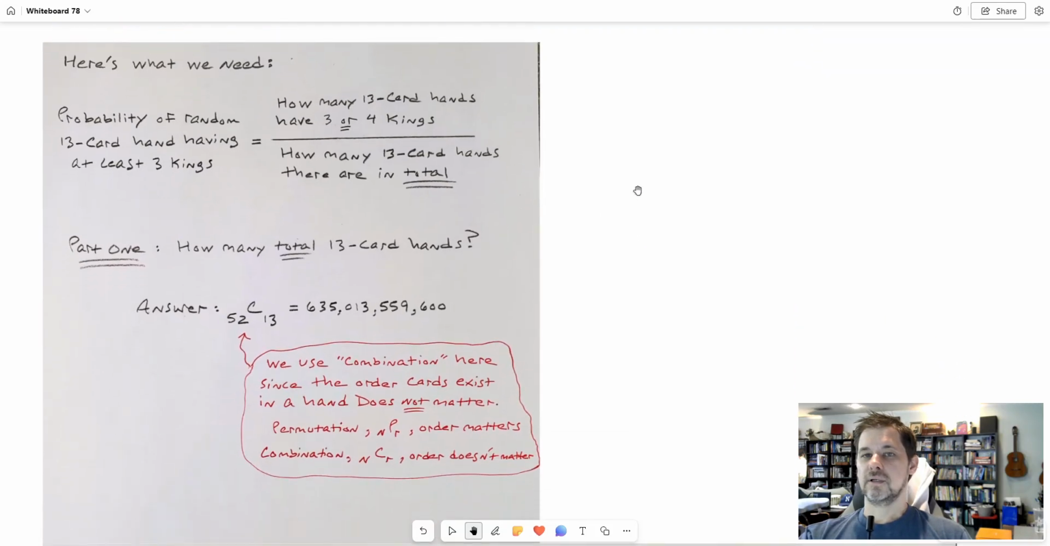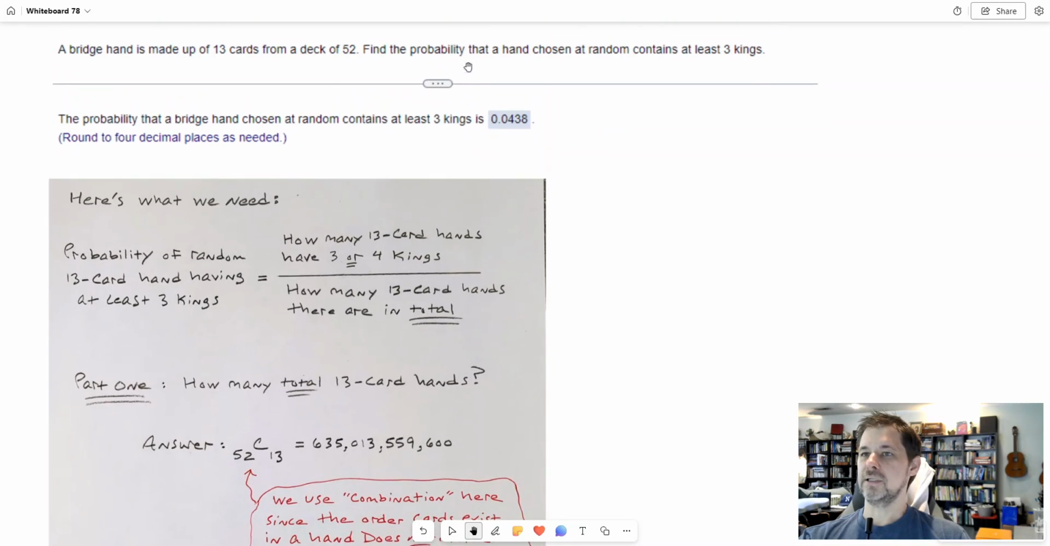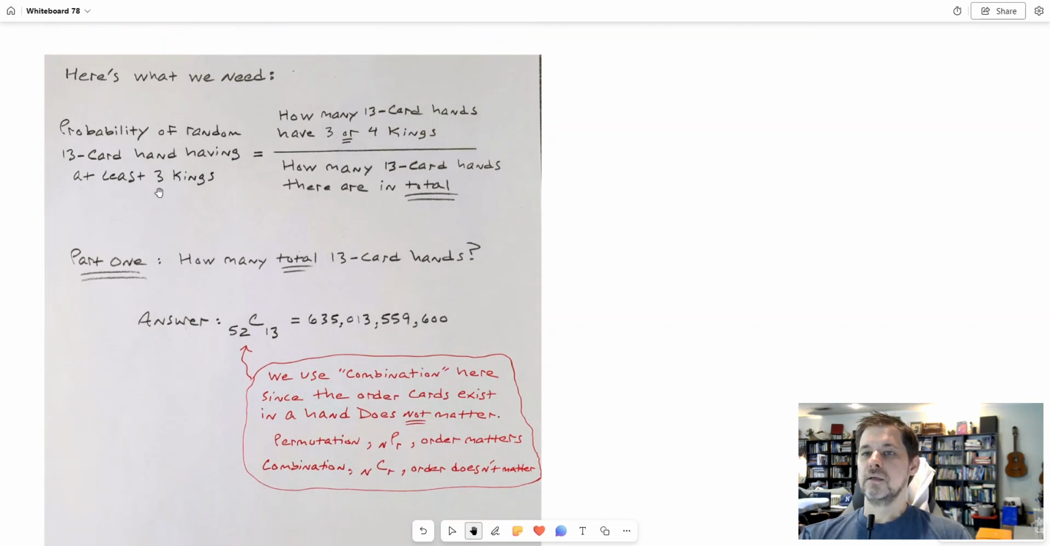First, I want to start with, what do we need to ultimately know to solve this one? It says, what's the probability that a random 13 card hand has at least 3 kings? Okay. So the way that I would ultimately figure that out is I would take how many 13 card hands have 3 or 4 kings. I have to count that total number up, and that's going to be a huge number. Okay. And divide that by how many 13 card hands there are altogether.